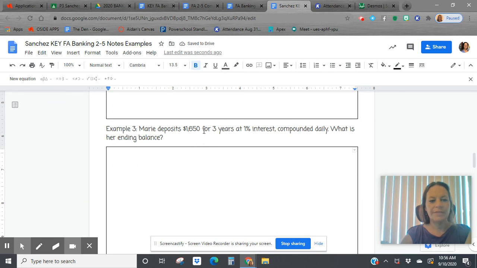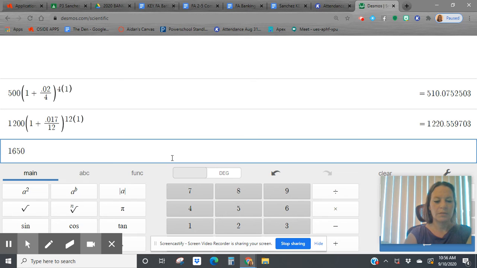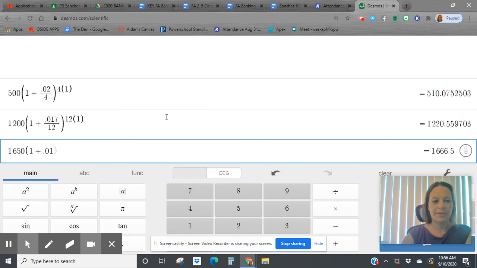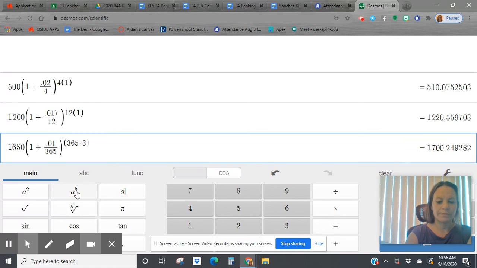All right, 1650 for 3 years at a 1% interest compounded daily. What is her ending balance? So let's go 1650 for 3 years, 1% interest. And that was compounded daily. So it's divided by 365 this time. And to the power of 365 times 3 years. We get 1,725 and some cents.